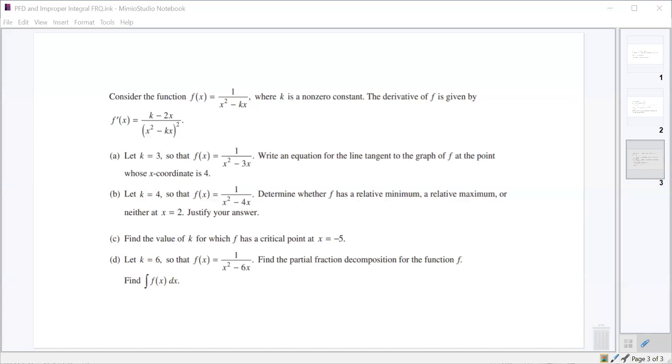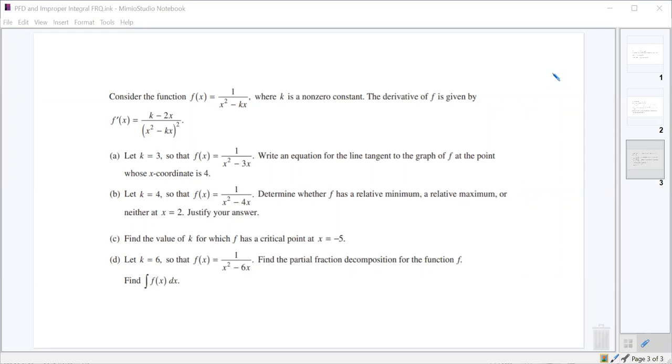So we're looking at the function 1 over x squared minus kx, and they give us the derivative, which you should be able to find on your own anyway, but that's fine: k minus 2x over (x squared minus kx) squared. And they say let k equal 3 so that our function is 1 over x squared minus 3x. We want to write an equation for the line tangent to f at the point where the x coordinate is 4. So that should be really pretty straightforward.